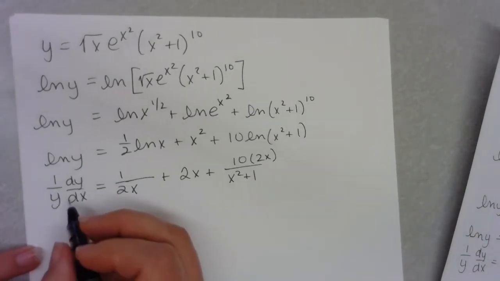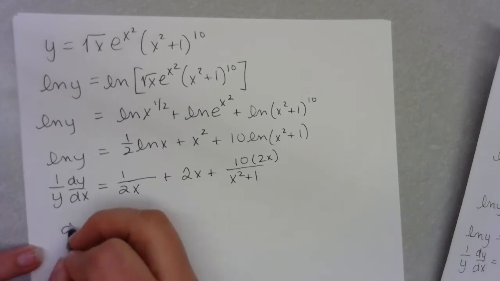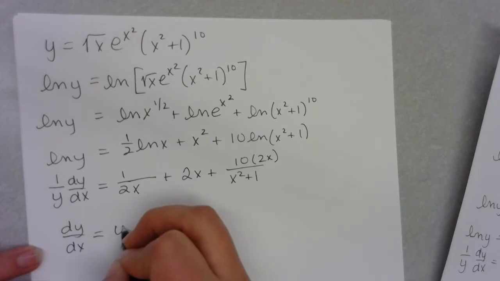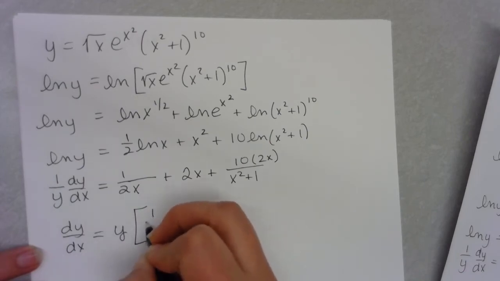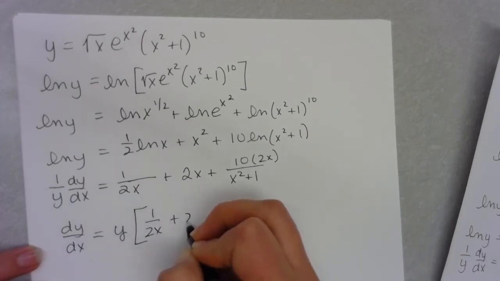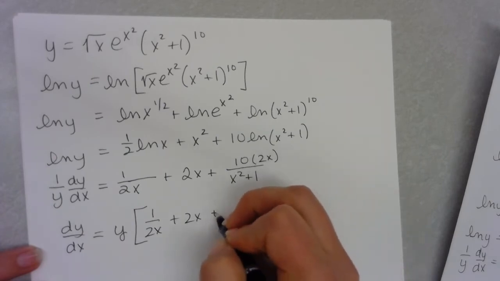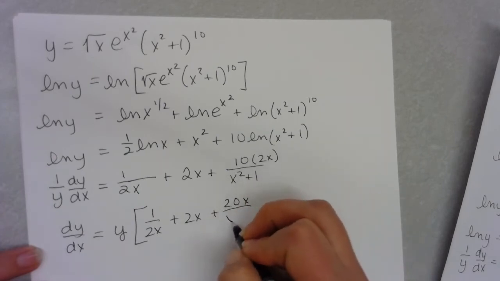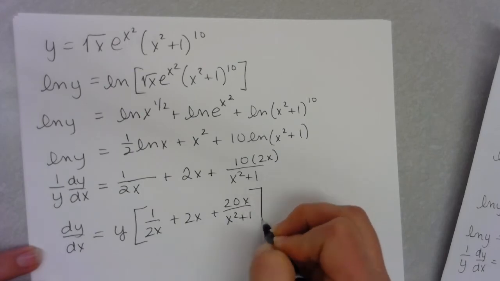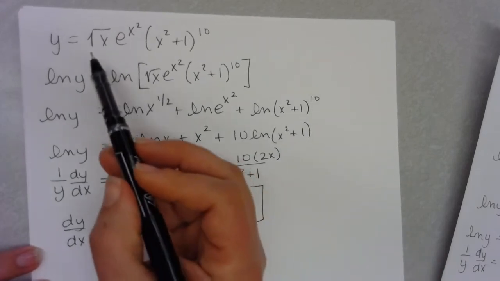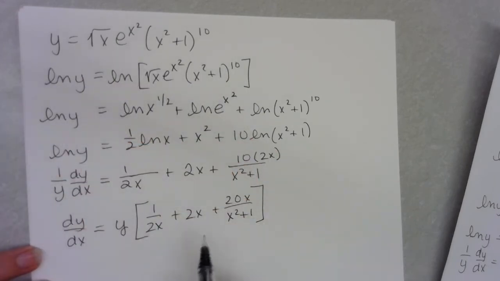I'm going to multiply it over my y here and clean it up at the same time, just to save myself from writing it a bunch of times. So this will be y times all of this, so 1 over 2x plus 2x. And then I'm going to combine these two and call them 20x over x squared plus 1. And then my last step is to get rid of this y, and y was just this thing up here, so I just write it in place.